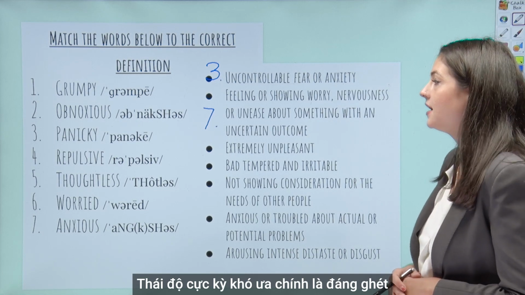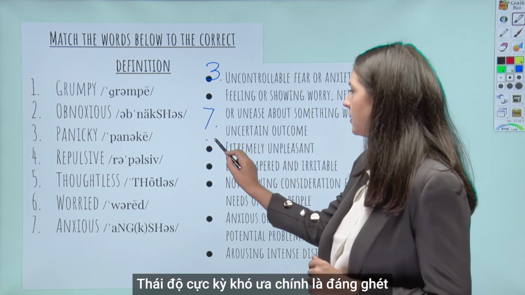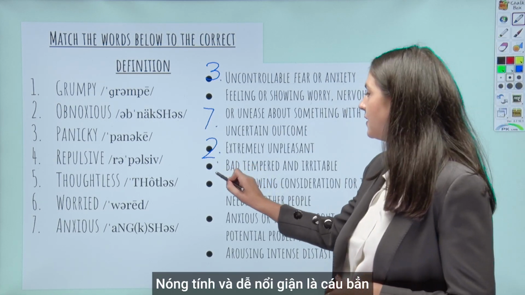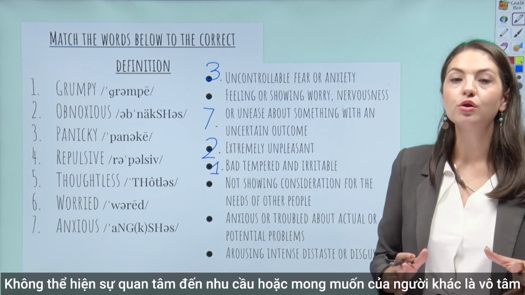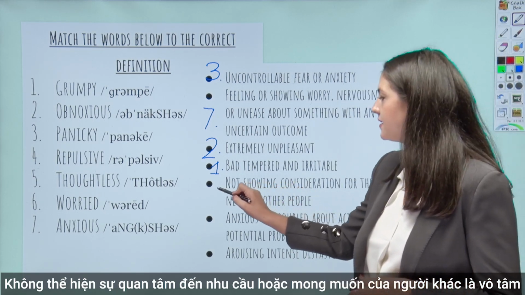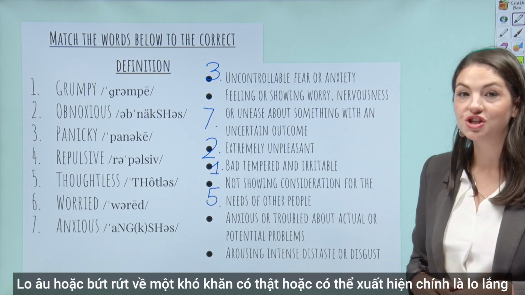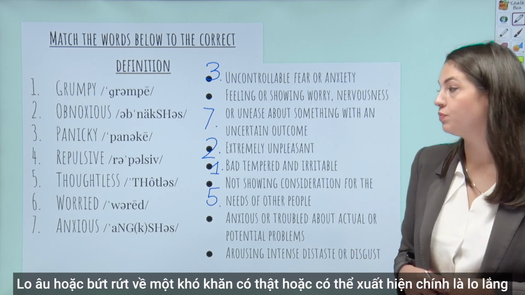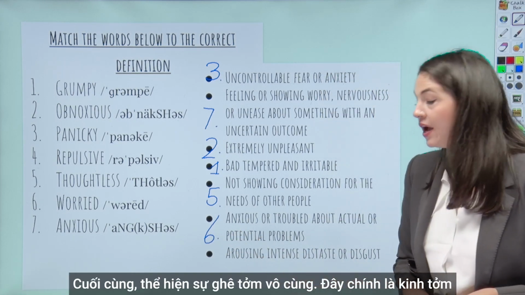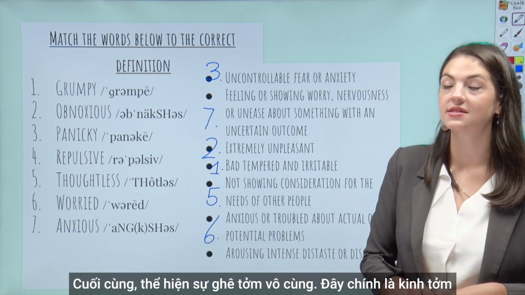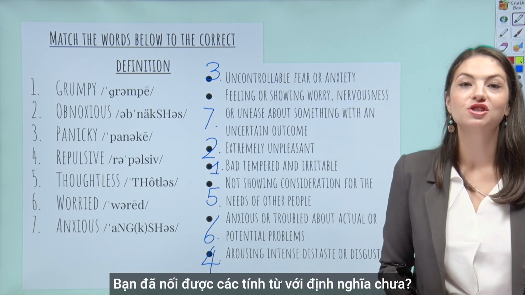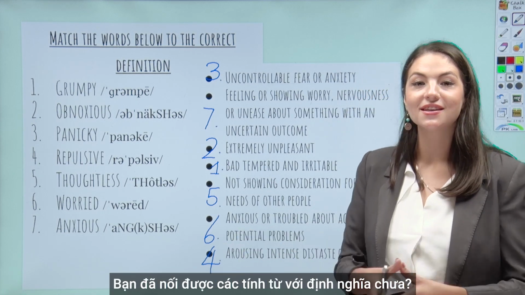Extremely unpleasant. This is obnoxious. Bad-tempered and irritable is grumpy. Not showing consideration for the needs or wants of others is thoughtless. Anxious or troubled about actual or potential problems is worried. And finally, arousing intense distaste or disgust. This is repulsive. Did you manage to match those negative adjectives to their definitions?